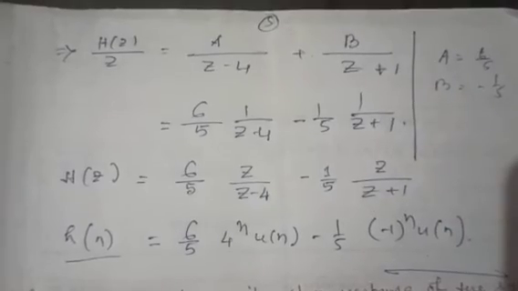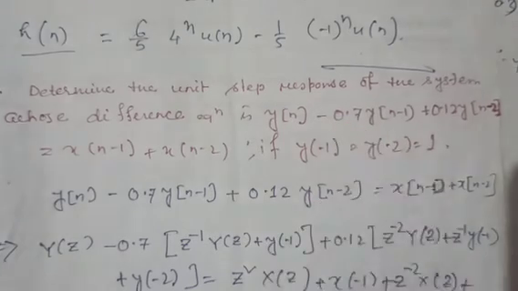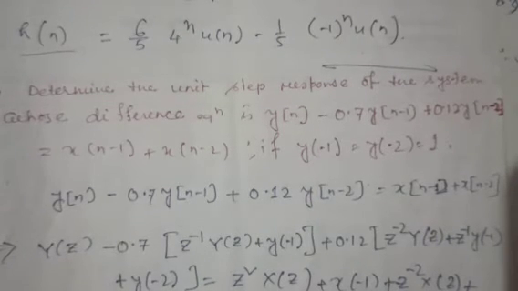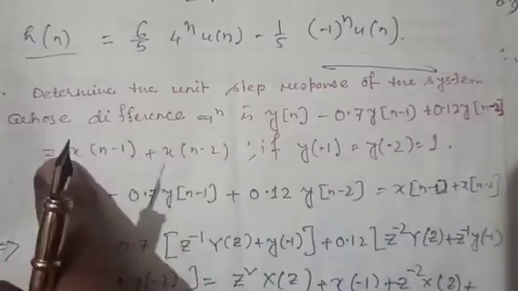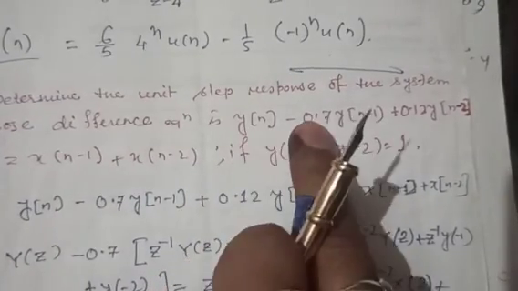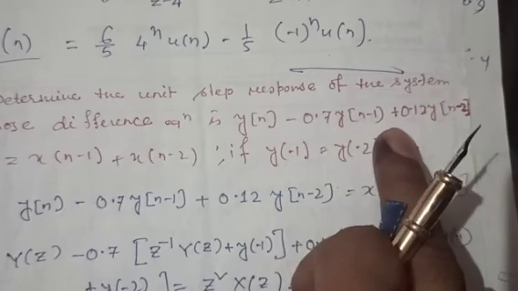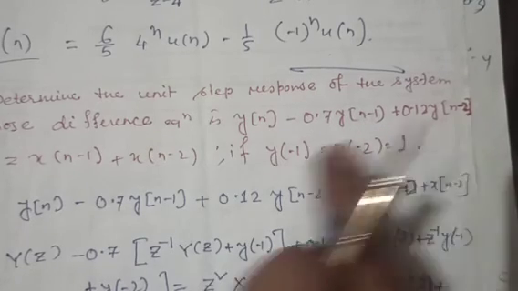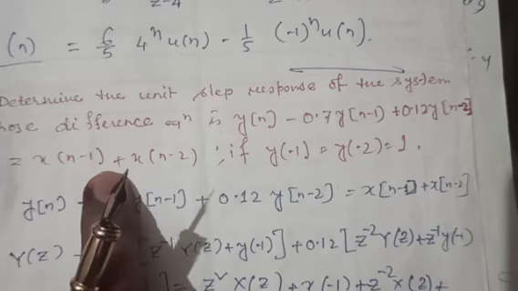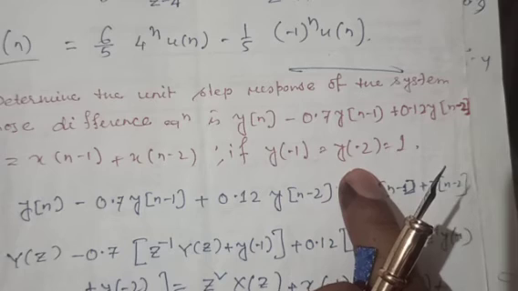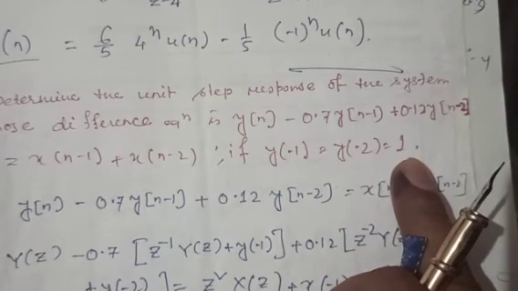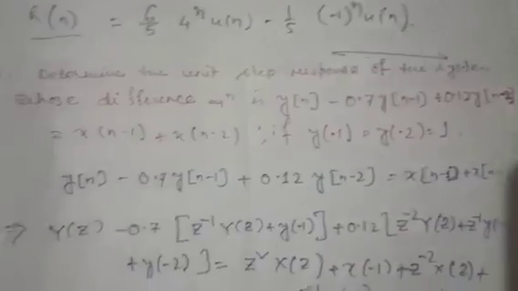Let us take another example. Determine the unit step response. That means, similar to what we already did by solving the difference equation, determine the output due to the input unit step of the system whose difference equation is y of n minus 0.7 y of n minus 1 plus 0.12 y of n minus 2 is equal to x of n minus 1 plus x of n minus 2. The initial conditions are given: y of minus 1 is equal to y of minus 2 is equal to 1. We will do it using Z transform.